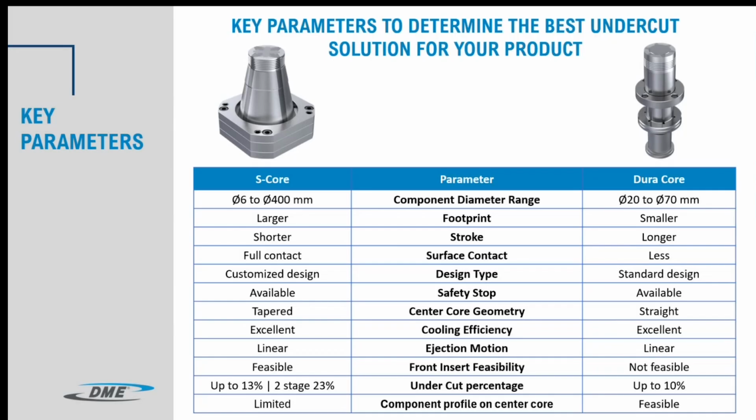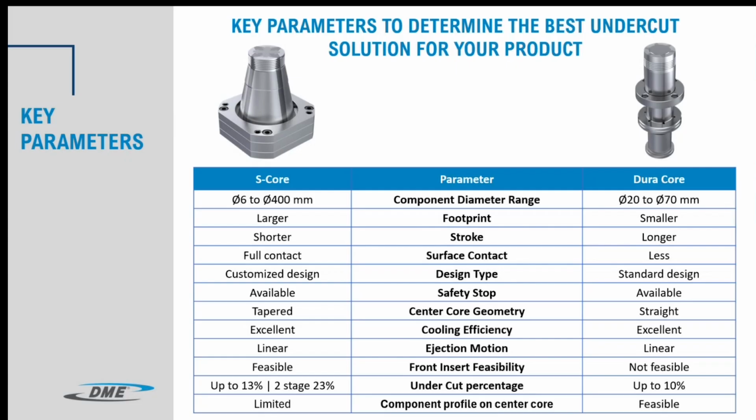From a footprint, from a mold real estate standpoint, as you can see, the mounting plates of the S-Core to the left there, available square or round, but they take up a little bit more real estate, whereas the DuraCore is an all cylindrical design, kind of a more traditional look of a collapsible core. The S-Core can operate with a shorter stroke or less mold movement. The DuraCore requires a little bit more movement to get full stroke.